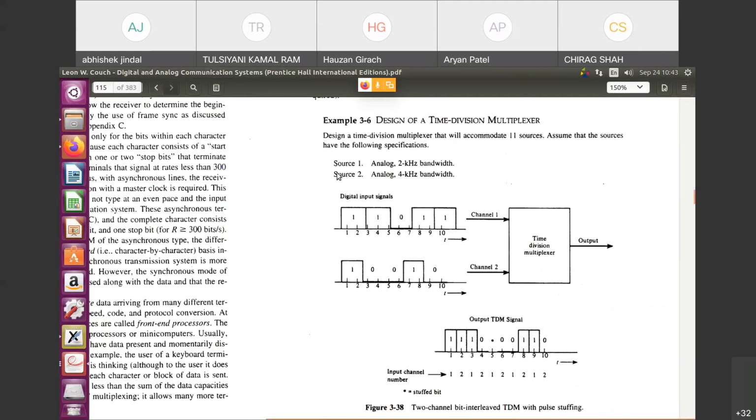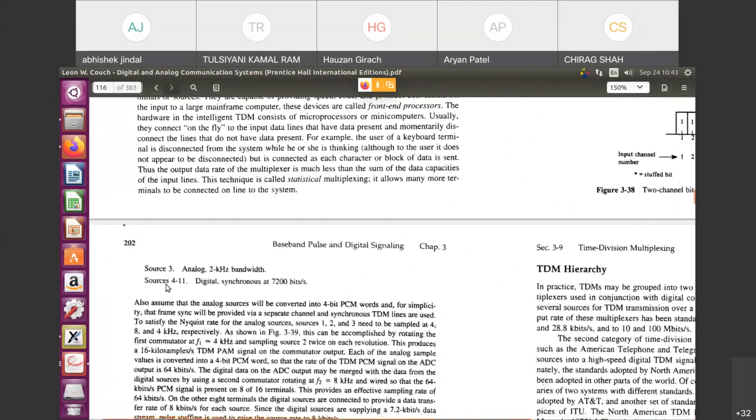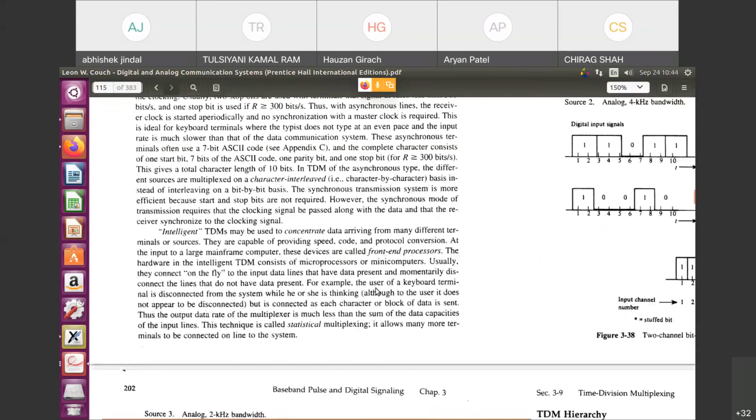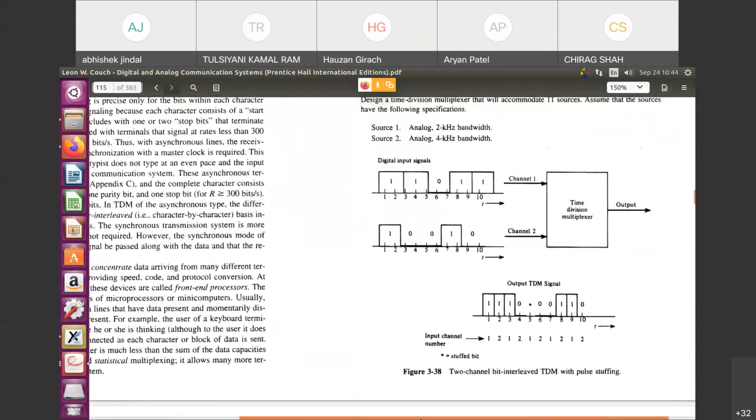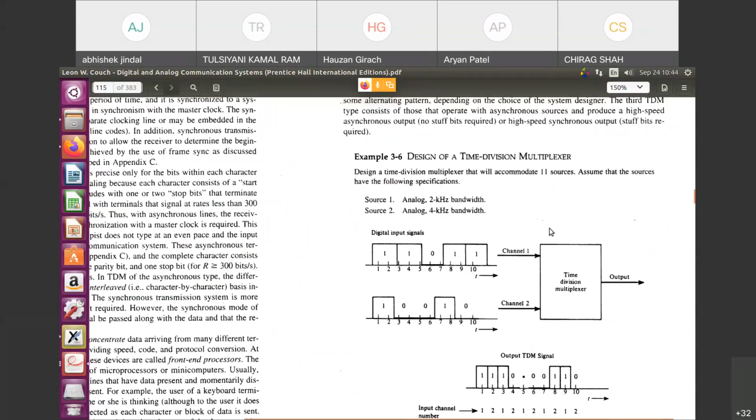So suppose assume that there is a source 1 which is an analog signal and it has 2 kilohertz of bandwidth. There is a source 2 which is analog, but now it has 4 kilohertz of bandwidth. Okay. And then there is a source 3 which is analog, 2 kilohertz of bandwidth. And there are, let us say, 4 to 11, that is 4, 5, 6, 7, 8, 9, 10, 11. So 8 sources, and each source is digital. It means, let us say there is data, files, whatever. And each source is generating 7200 bits per second. Now these, let us say 8 plus 3, 11 sources you have to multiplex. Okay. तो ये 11 signals हैं आपको एक साथ multiplex करने हैं.